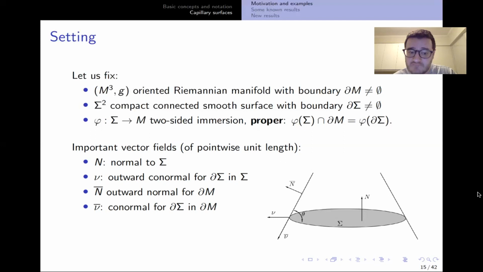So if you have a closer look, then there are 2 different orthonormal bases here. N and nu form one basis, and n bar and nu bar form another orthonormal basis. And since there are 2 choices for nu bar, we choose nu bar such that these 2 bases determine the same orientation on the orthogonal complement of the boundary of sigma inside the tangent bundle of M. So these vector fields are very important.